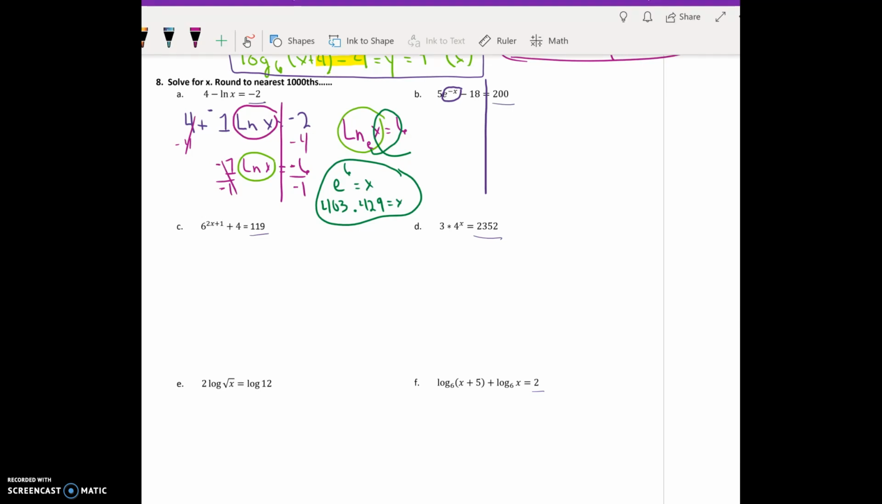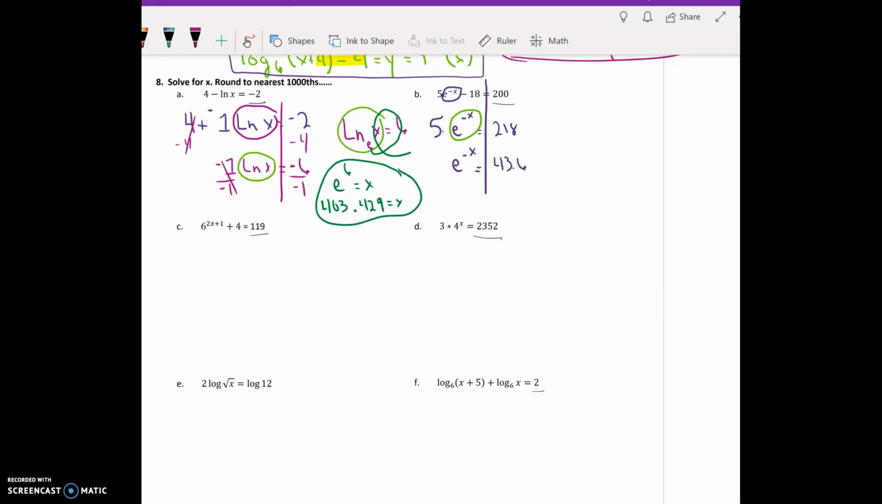So my job is to start solving for x, to get x alone. So the first thing I'm going to do is add 18 to the other side. That gives me 218. Again, I'm just going to keep this base circled. So now to get my base and exponent alone, I'm going to divide by 5. I'm just doing this on my calculator. So 218 divided by 5, I get 43.6.